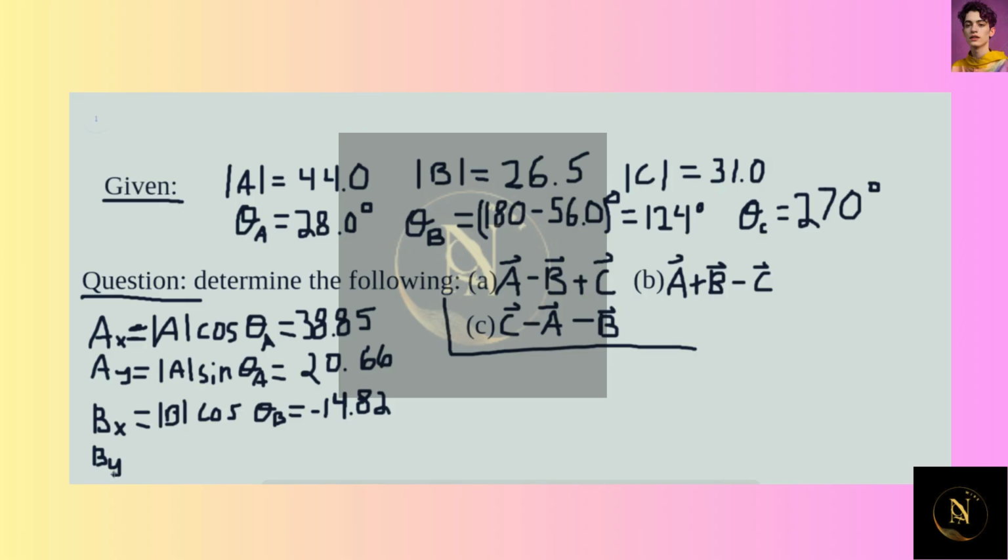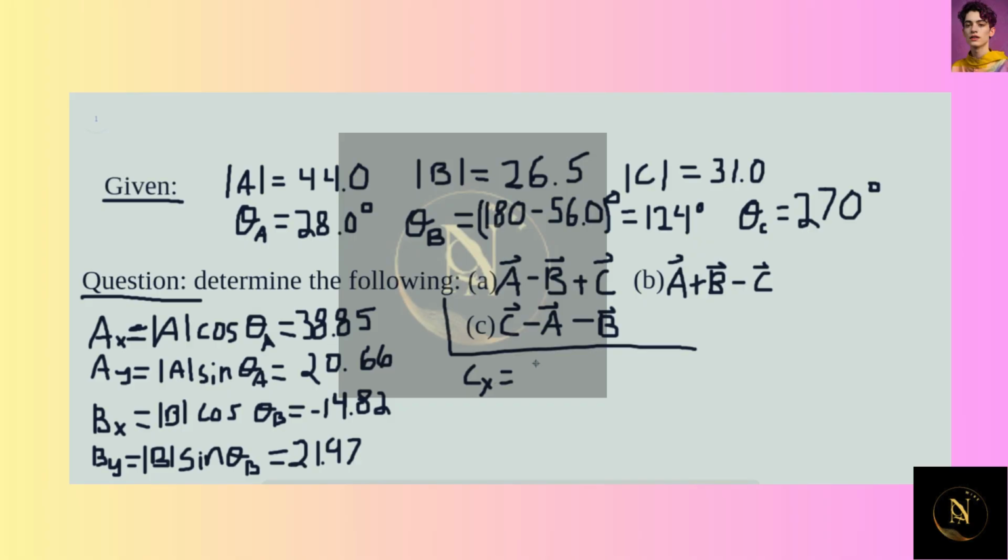Okay, and now we wanted to determine the y component, B sub y. As before, we're going to multiply the magnitude of B times the sine this time, because it's the y component, of the angle theta B. So 26.5 times the sine of 124 is going to give us 21.97. Makes sense that it's in the positive y direction because B is pointing in the positive y direction. Okay, and lastly, we need to do this for C.